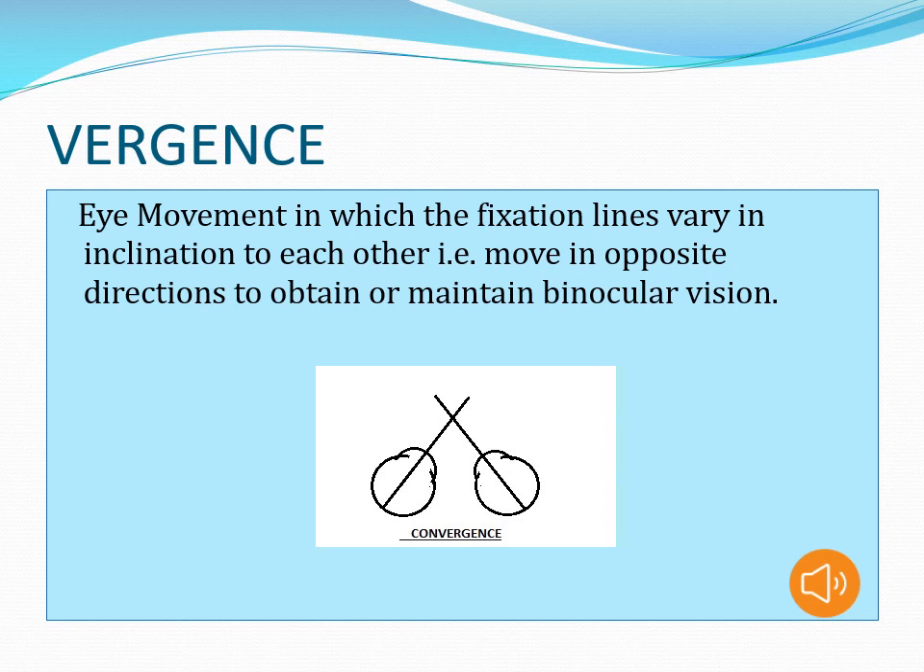The second type of movement is vergence movement, also known as disjunctive movement. In this type of eye movement, the fixation lines vary in inclination to each other. That means that they are not parallel to each other. So they have different angles between them. This enables the eyes to move in opposite directions to obtain or maintain binocular vision. The most common examples of vergence are convergence and divergence.